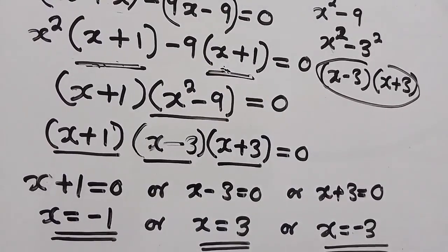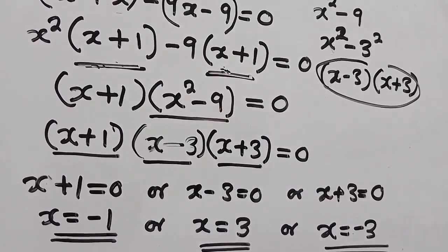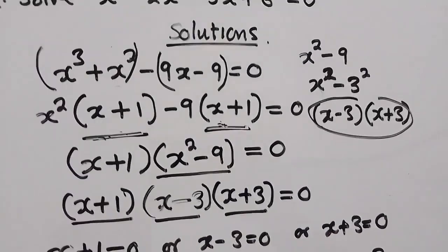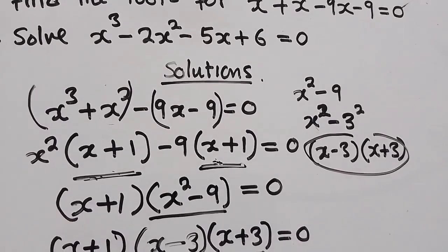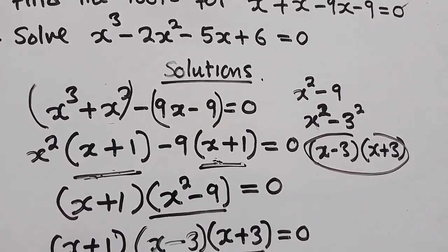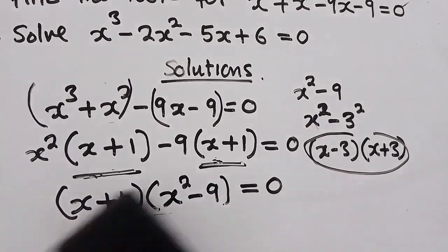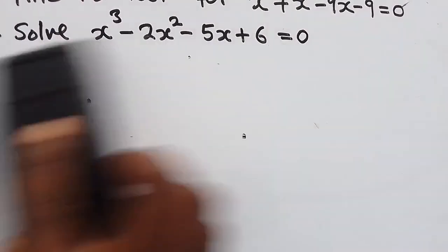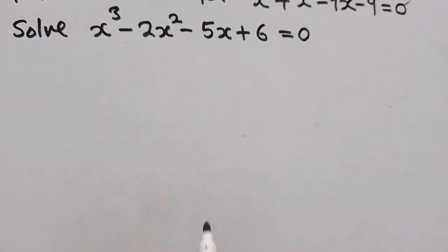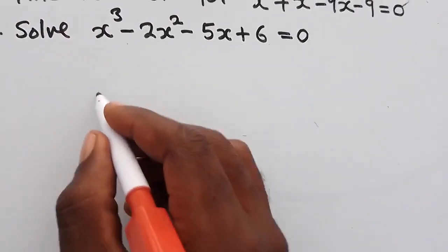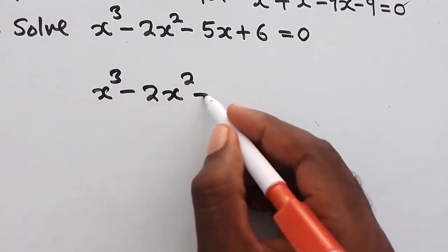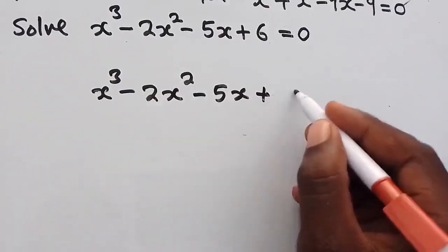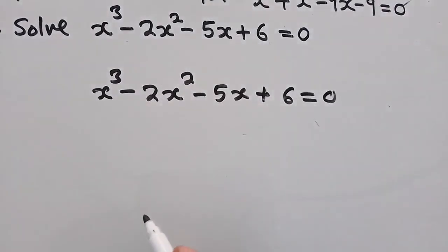Now let us look at another question, which is question 2. How can we solve this other equation? The way we are going to answer this one is: x cubed minus 2x squared minus 5x plus 6 equals 0, like that.